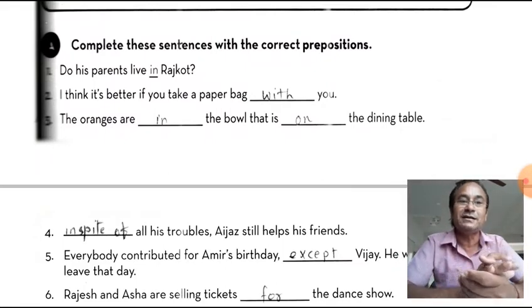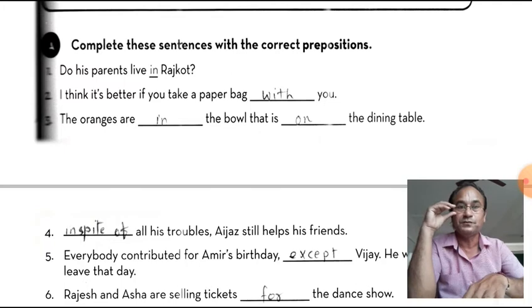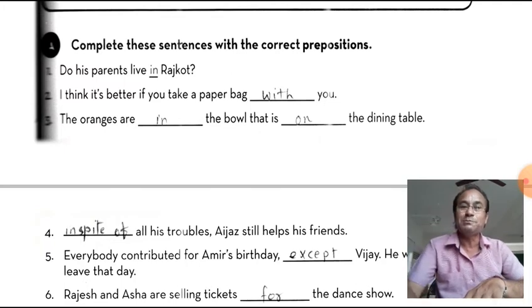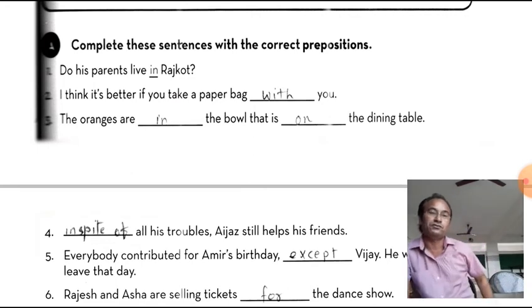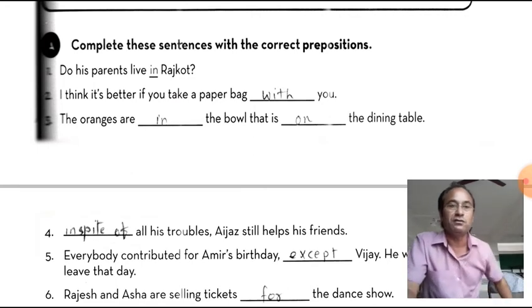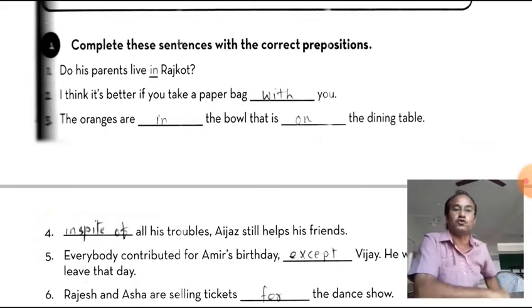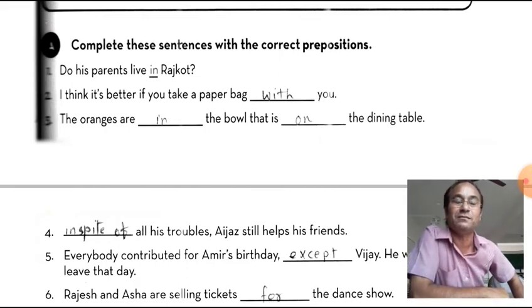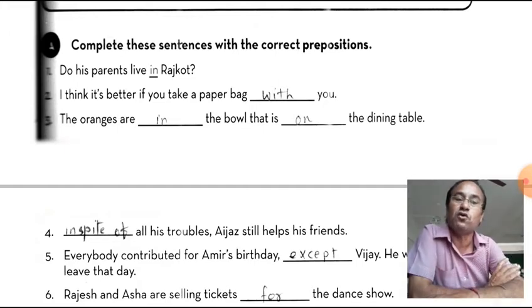Complete these sentences with the correct prepositions. So the first has been given. Did his parents live in Rajkot? In is used here for place, a preposition before Rajkot, a noun. It is a preposition. Pre means placed before a pronoun or noun.